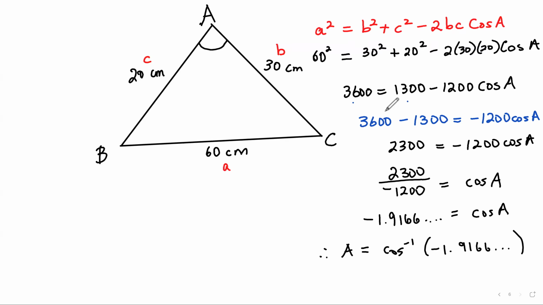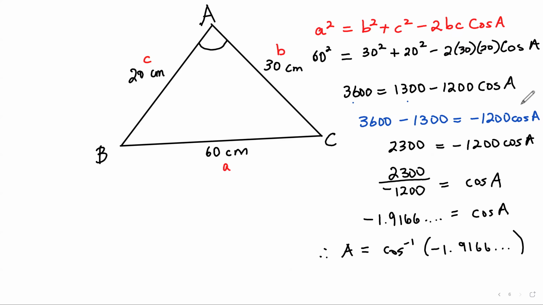So 60 squared is 3,600, 30 squared plus 20 squared. So that'll be 900 plus 400, which is 1,300, minus 2 times 30 times 20. So 30 times 20 is 600, and 600 times 2 is 1,200. So that's how I got this.